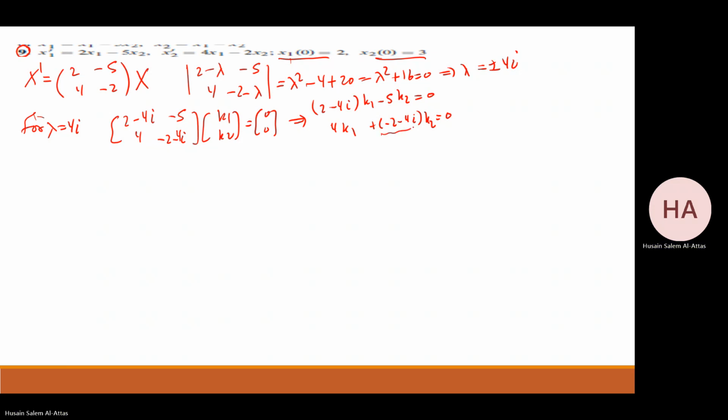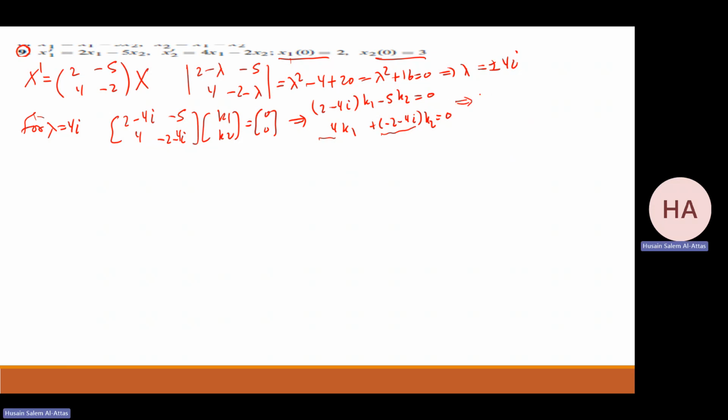Multiply this one by 2 minus 4i over 4. You should get 2 minus 4i. So multiply by the same value: 2 minus 4i, 8i minus 8i gone. You have minus 4, and this is 16i squared, which is minus 16, minus 20 over 4, which is minus 5. So these two equations are the same. Just a double check.